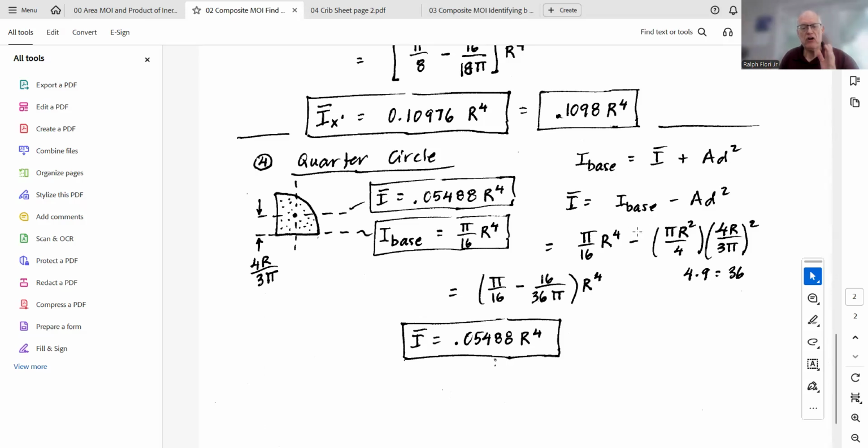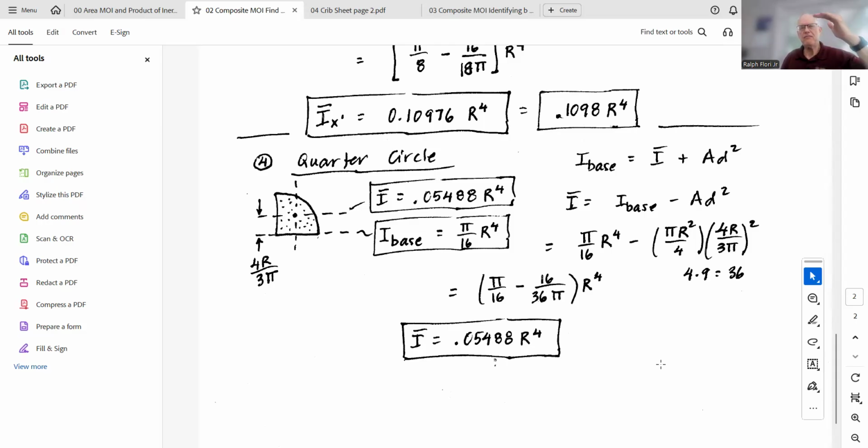And so you factor out an r to the fourth, and you get pi over 16 minus 4 squared, which is 16, divided by 4 times 9, which is 36. And then there's a pi in the denominator, and you get 16 over 36 that way. And again, if you look in Hibbeler, they kind of give that as a complex term, but I like to just compute I bar is 0.0549, or 0.05488 r to the fourth for a quarter circle.